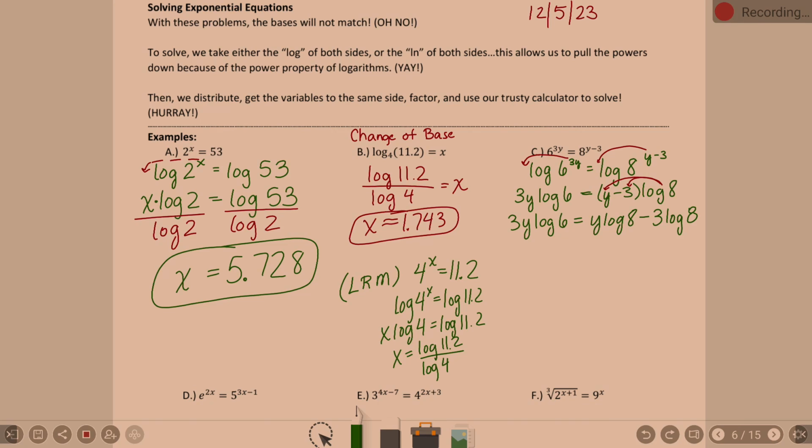How are we going to get our y terms on the same side? Minus y log 8. Okay. If I already have 3y log 6 on the left, I want to move y log 8 over to join it. How do you move a positive y log 8 over to join it? You're going to subtract it. So now I'm going to have 3y log of 6 minus y log of 8. And what's that going to equal on the right? Negative 3 times log of 8.